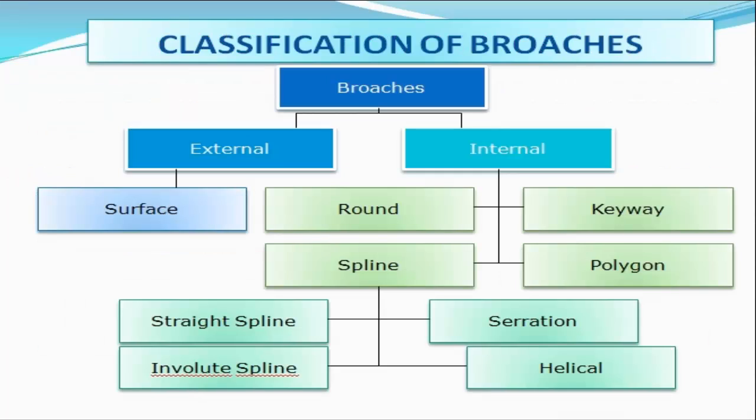Classification of broaches. Broaches can be broadly classified into two types, external and internal. External broach can further be classified into just one, that is a surface broach. Internal broach consists of four types: round, keyway, spline, and polygonal. Spline can be further classified into straight spline, serration, involute spline, and helical.